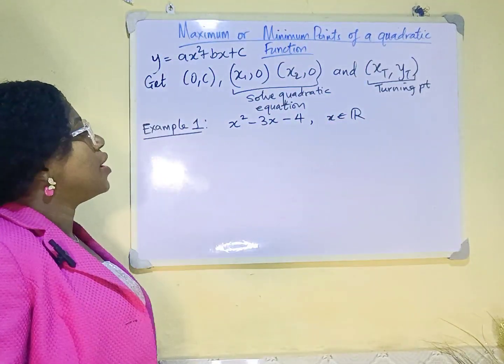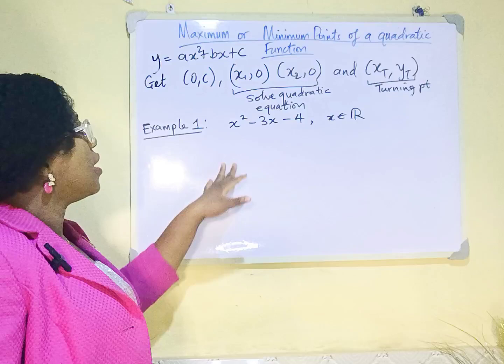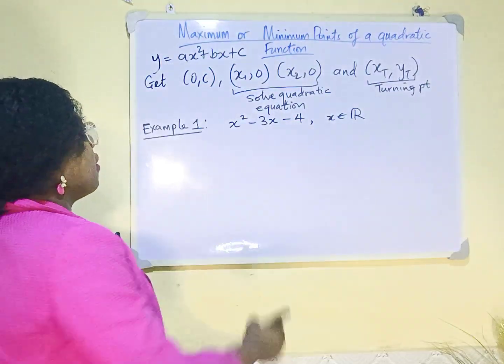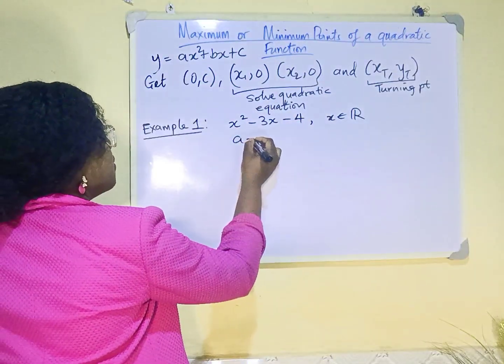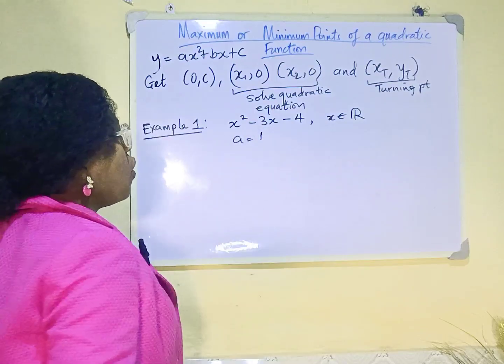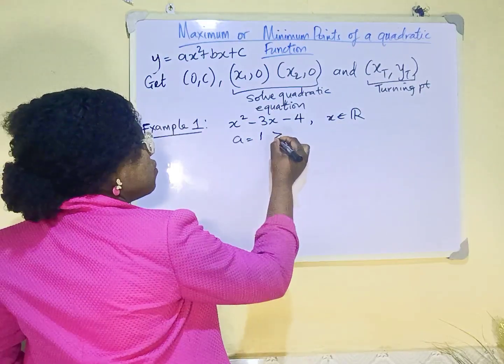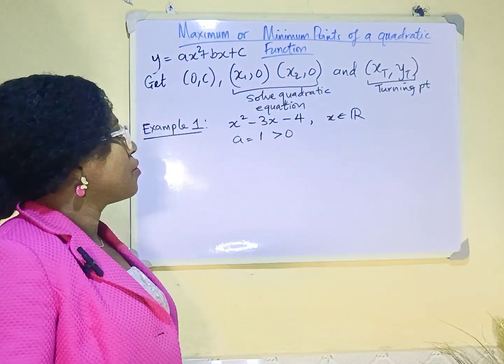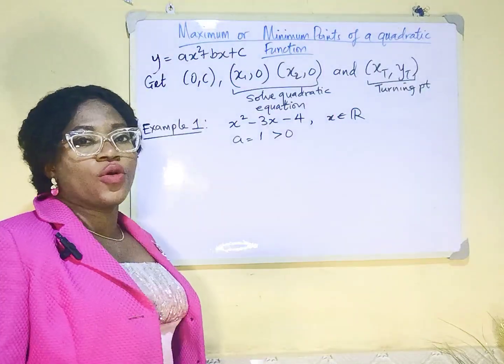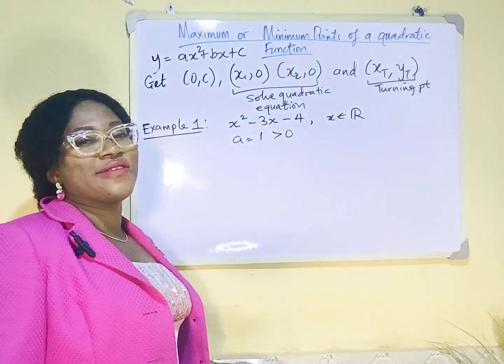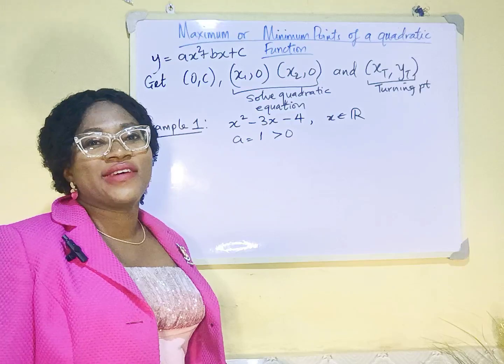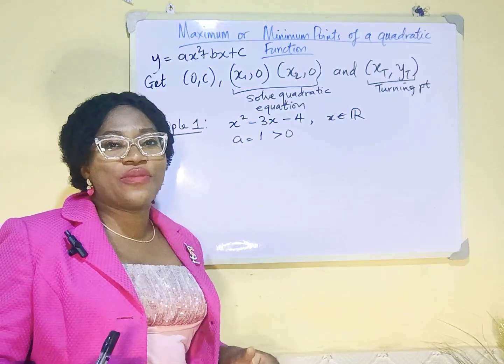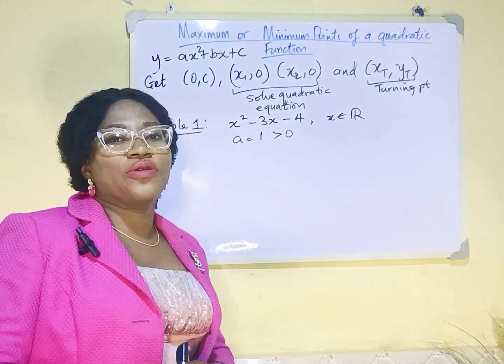Now that we are done with that, let's check the coefficient of x squared here. The coefficient of x squared, a, is equal to 1. We see that this is positive because it is strictly greater than 0, right? A trick question: what happens if a is equal to 0? Please leave your answer in the comment section and let me know what you think.